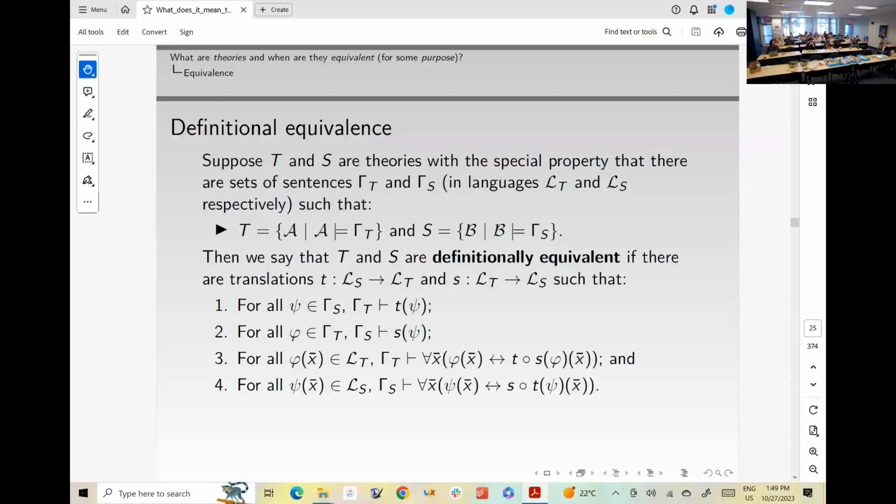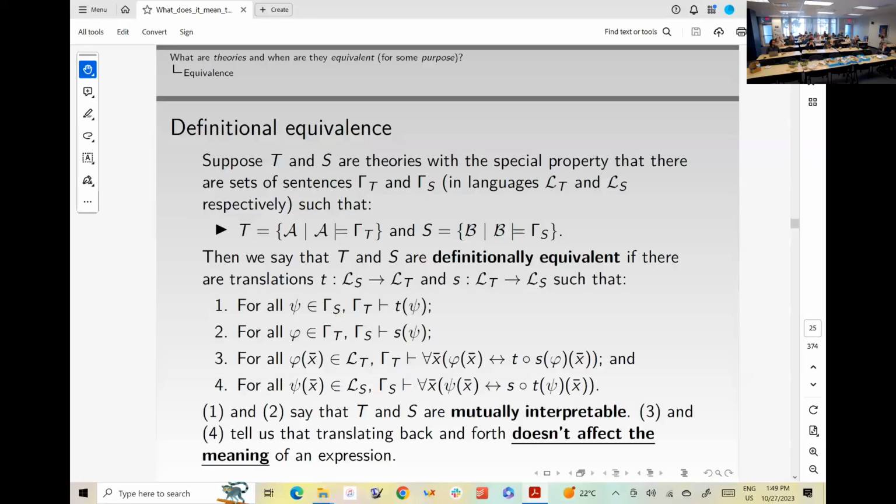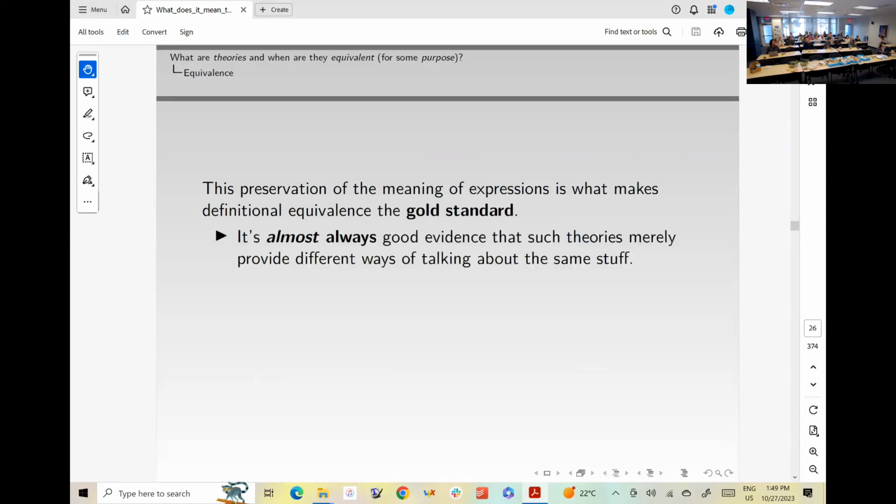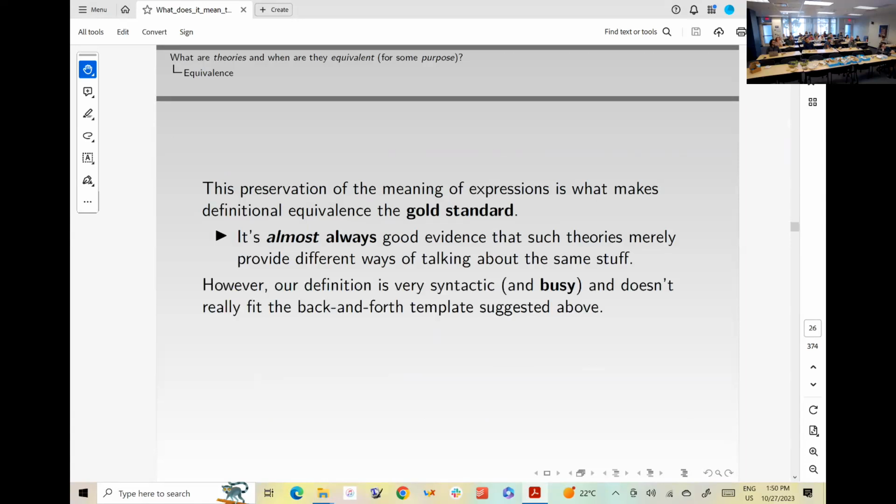And this thing here roughly says, given any formula in LT, if you translate it over to LS and then back, you end up with something that has, in some sense, the same meaning. So what we're saying here is that the back and forth doesn't affect the meaning of an expression. But the preservation of meaning, I think, is what licenses us to think of this as the gold standard. So it's almost always good evidence that such theories are merely providing different ways of talking about the same stuff. So they're really the same theory.